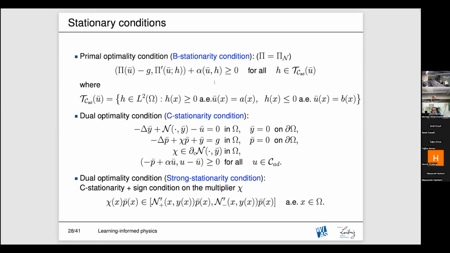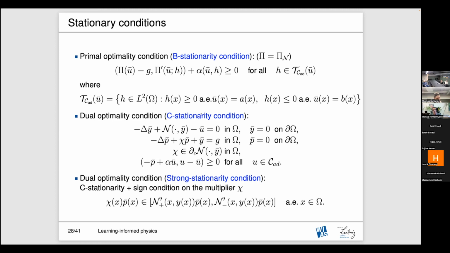You don't see any dual quantities, and you need to have this directional differentiability of pi prime at hand, which, for instance, can be shown analytically if you go for sigmas which are ReLU type functions. You end up with a specific structure and can prove that there is this kind of directional differentiability available. If you would like to go from primal to primal-dual stationarity concepts, there are two at hand. Number one is C stationarity, which has dual quantities p bar, but also a chi quantity there.